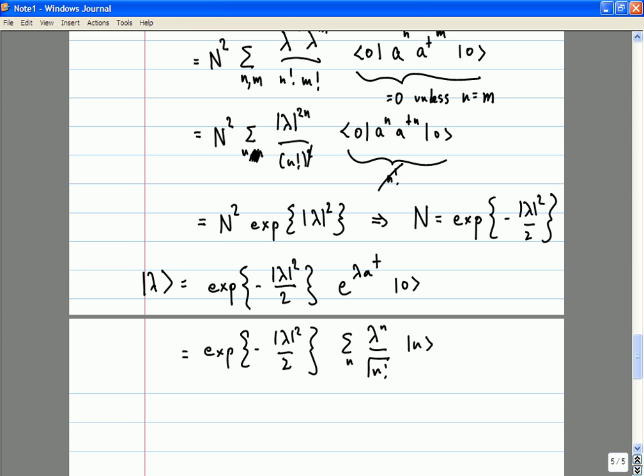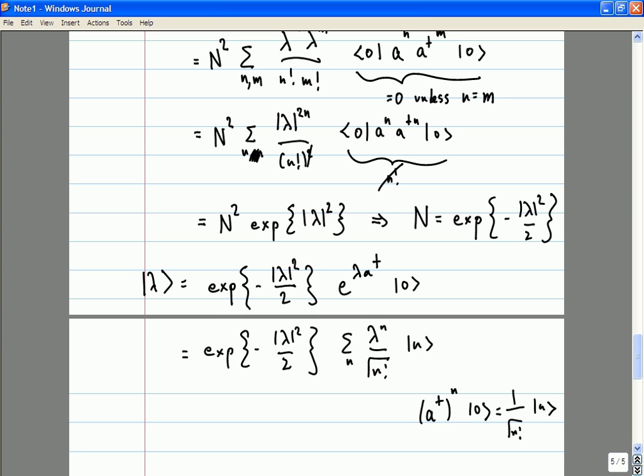Again, all I'm doing here is using the Taylor expansion for the exponential and the fact that a dagger to the n acting on the ground state is the square root of n factorial times the nth number operator eigenstate. Any questions on this so far?